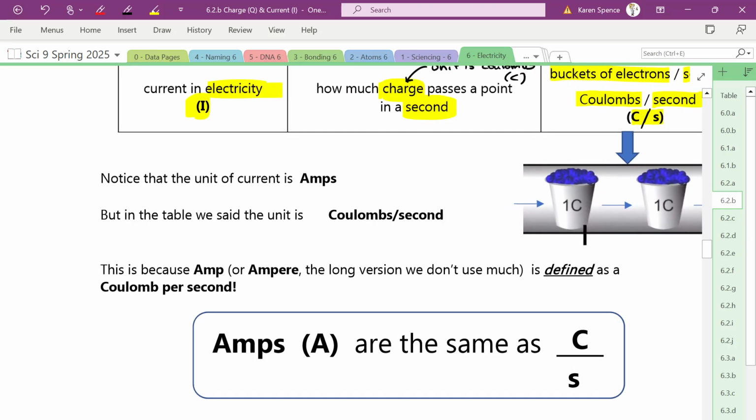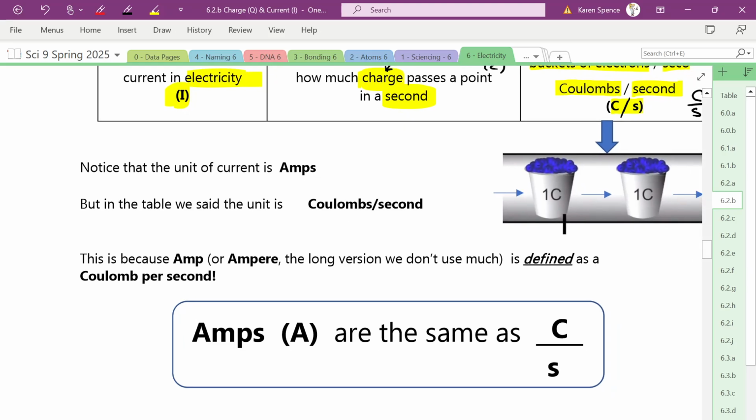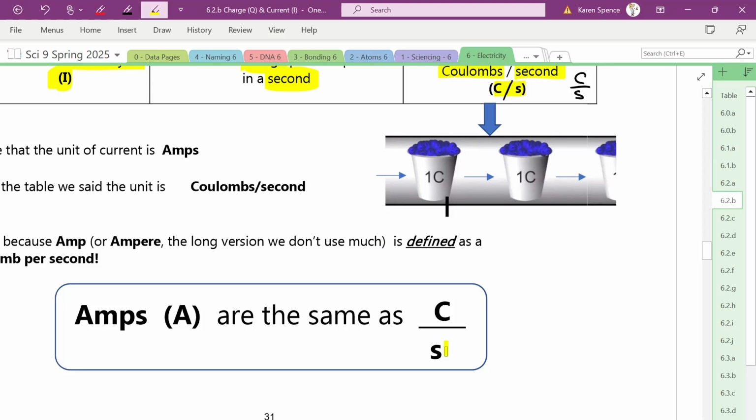But scientists, they like to simplify things, so instead of writing coulombs per second, they like to shorten it to amps. Amps are the same as coulombs per second. A coulomb per second is an amp.